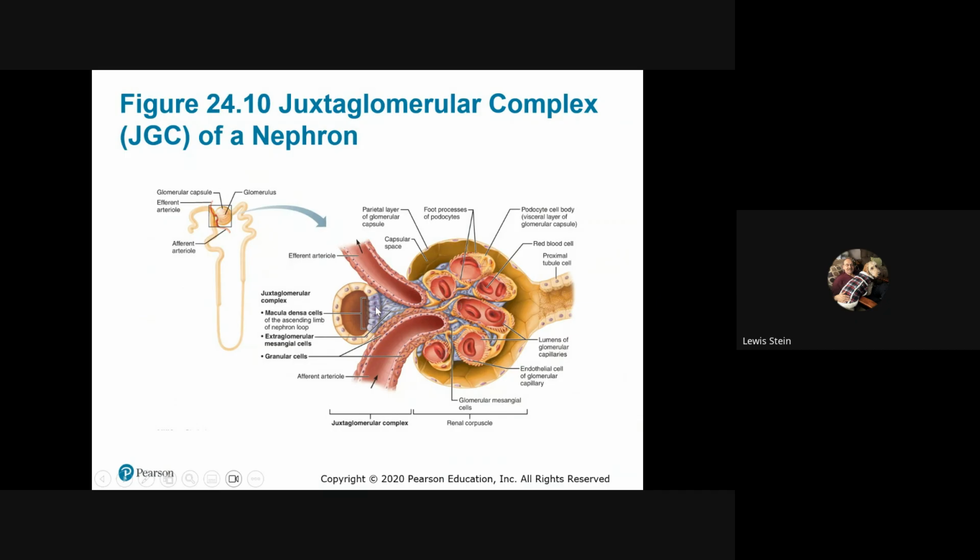Here are the macula densa. Here are the JG or granular cells, and these are the ones that secrete the renin. And here are the extraglomerular, meaning outside the glomerulus, mesangial or messaging cells, a good way, I think, to remember it. Basically what happens is it senses concentration. These also sense pressure. And when necessary, they secrete this chemical renin.